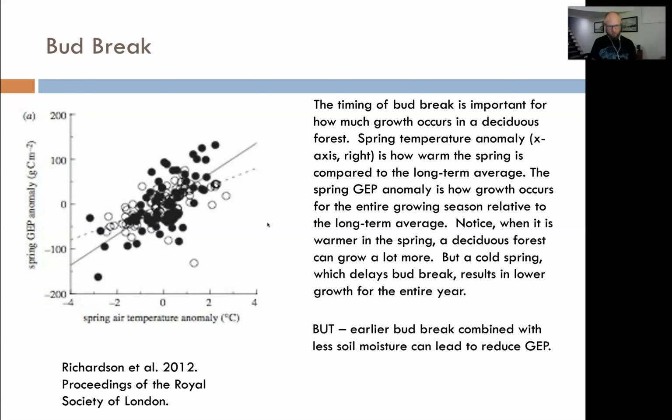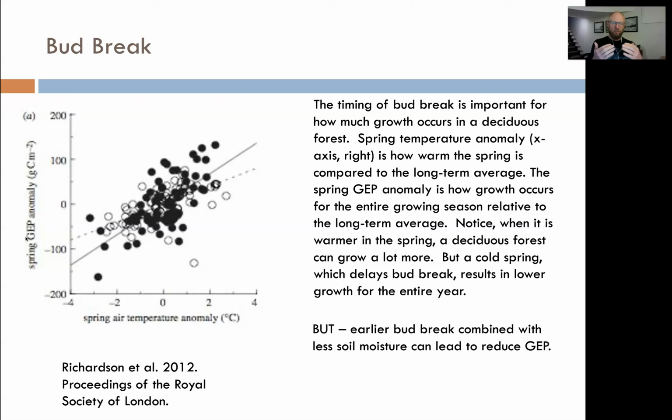for different species. So I just have one figure here to kind of highlight the importance of bud break on ecosystem function. Here on the x-axis, they have spring air temperature anomaly. So 0 is when spring is the same as it's always been. When it's a positive number, it means spring temperatures were warmer than normal, and negative numbers mean spring was colder than normal. Then on the y-axis, we have spring GEP anomaly. So GEP is gross ecosystem product. We can just think about it as carbon assimilation or carbon accumulation of the ecosystem.